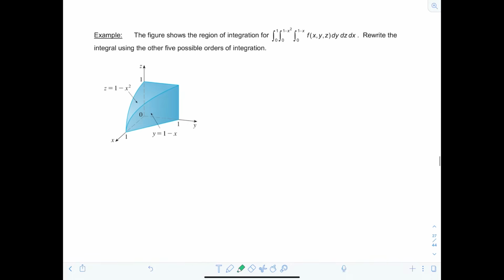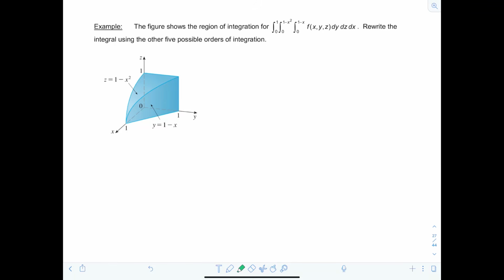So this figure shows the region of integration for the following triple integral, and they're not telling us what f of x, y, z is. They're just saying, using the xz plane as the base, here are the limits, and then y is the height of the solid, so from 0 to 1 minus x. Rewrite the integral using the other 5 possible orders of integration.